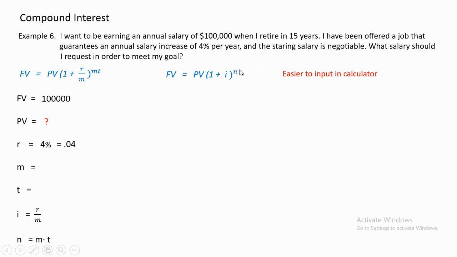My M is going to be 1, because it says annually here. Annually means 1. M is 1. The T is 15, for 15 years. So what's my I? My I is R divided by M. There's my R, which is 0.04 divided by 1, which will be 0.04. And my N will be M times T, which is 1 times 15, which is 15.